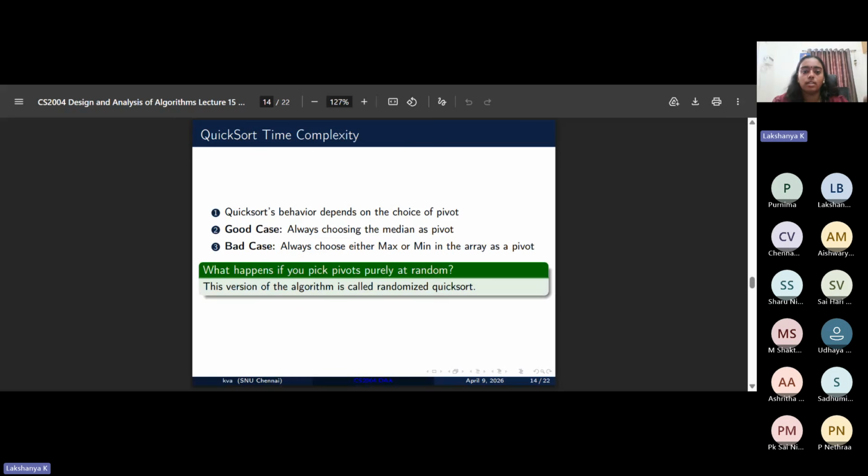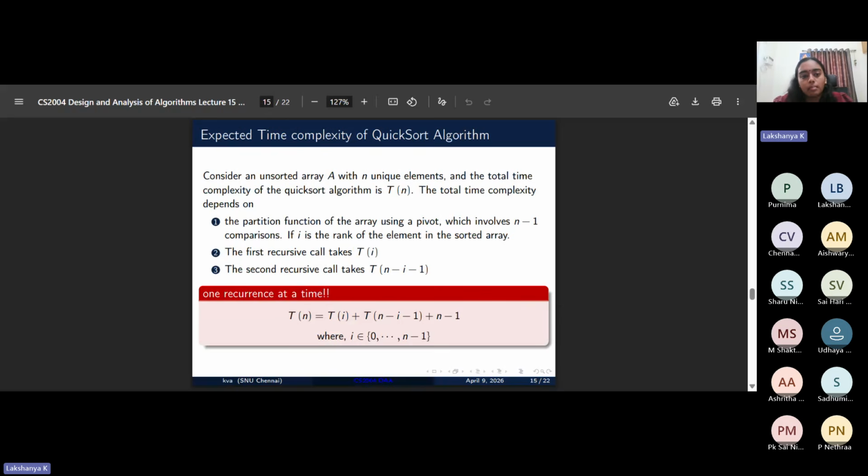So what happens is, ultimately you will get the sorted sequence irrespective of what pivot you choose. So the answer will be 100% correct 100% of the time, but efficiency is a question mark which depends on the choice of pivot. So when efficiency is a question mark, you cannot come up with a time complexity.